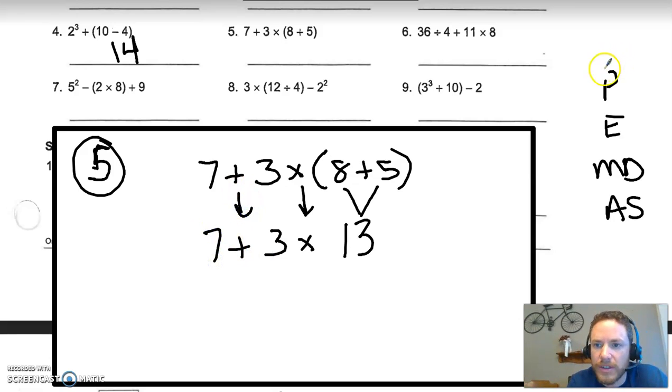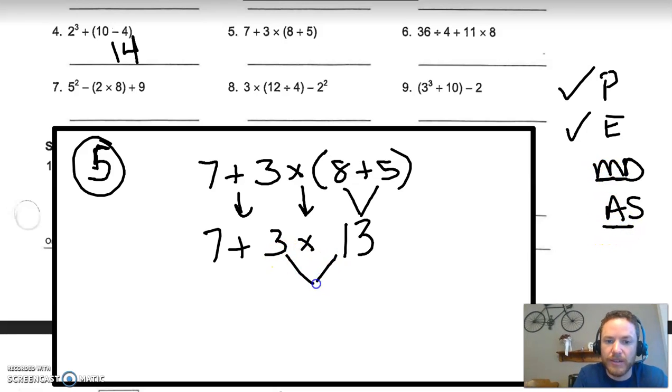Now I have a critical question here. I did my parentheses. I don't have exponents. But now do I multiply, divide, add, or subtract? And tons of kids here would be tempted to do 7 plus 3 first because we're conditioned to work from left to right. But we don't. We multiply before we add. And so we do this first. 3 times 13 is 39. And then we add the 7 last. 7 plus 39 is 46. The answer to number 5 is 46.